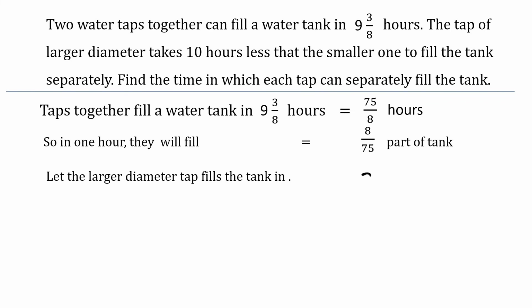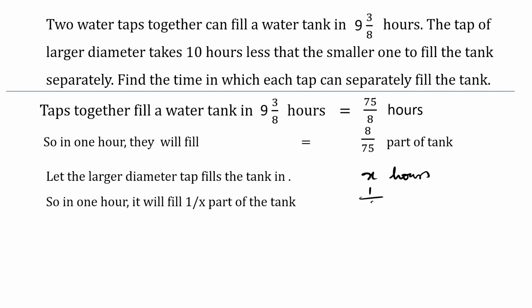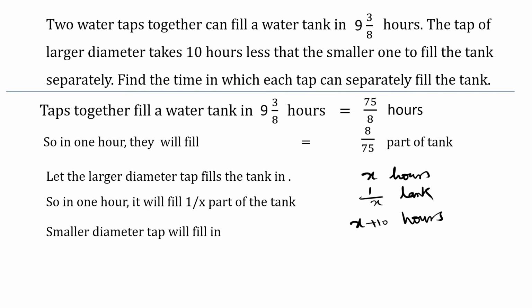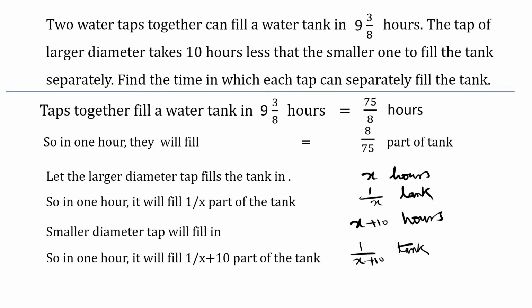Now we assume the larger diameter tap alone can fill the tank in x hours. So in 1 hour it will fill 1/xth part of the tank. Similarly, the smaller diameter tap will fill the tank in x + 10 hours because it is given in our question that it takes 10 hours more. So in 1 hour the smaller diameter tap will fill 1/(x + 10)th part of the tank.